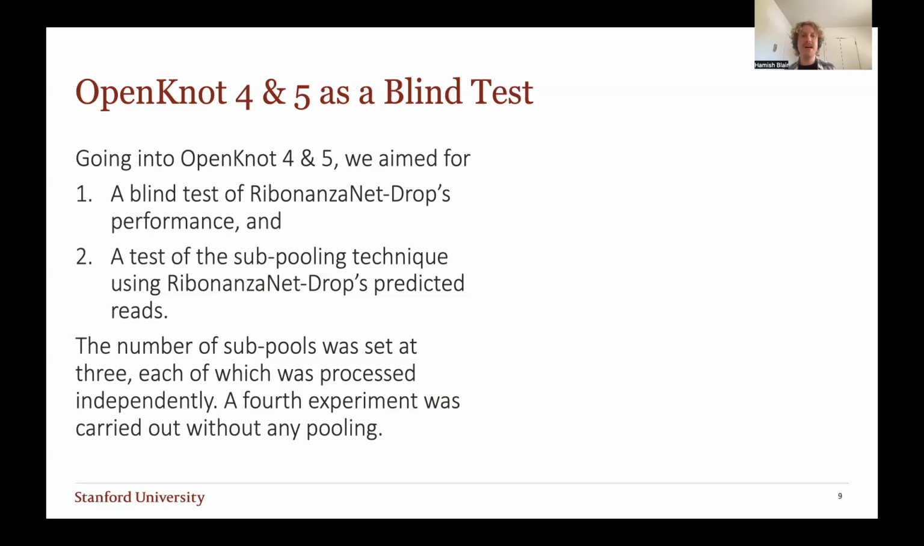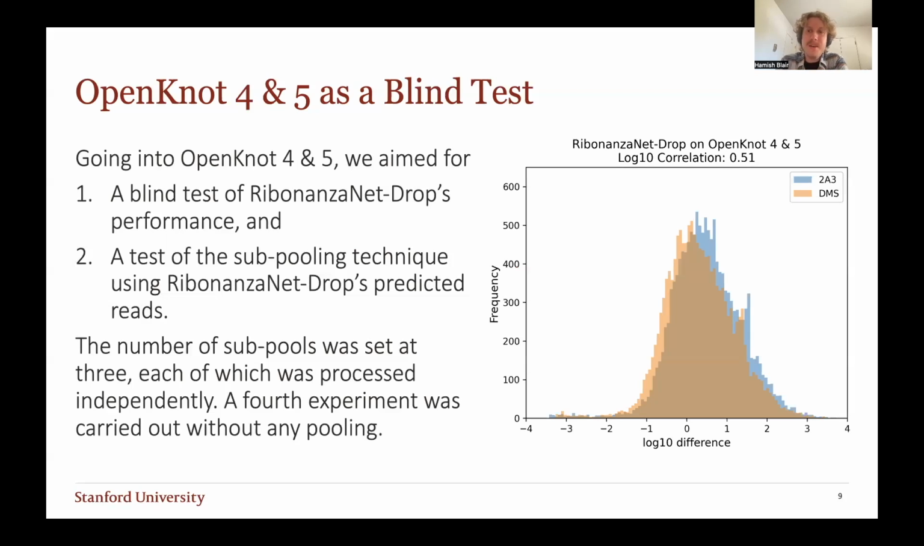So the first thing I'll show you is how does RibonazaNet-Drop actually perform on predicting the read count for OpenOpt 4 and 5. Here is the histogram, and we see the correlation is lower than any of the other data sets we've seen so far. So that's not great, but maybe it's good enough for us. Because for this experiment, we don't need the actual perfect read count for each sequence. We just need to know which of the 3 subpools it should be put in. Should it be put in the low, the medium, or the high subpool?